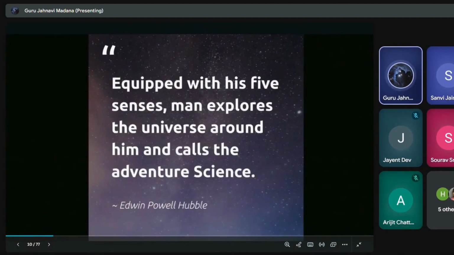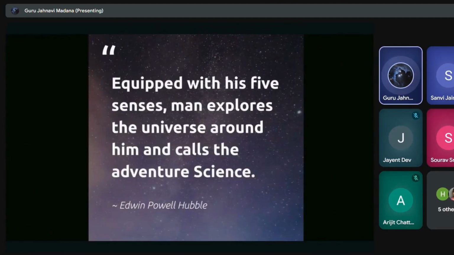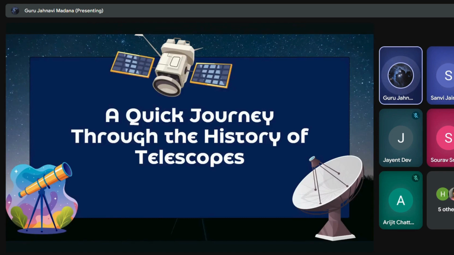I want to start with a quotation. Edwin Hubble once said, "Equipped with his five senses, man explores the universe around him and calls the adventure science." And that adventure became a lot more exciting once we began building machines to see the unseeable. So let me take you through a quick journey through the history of telescopes.